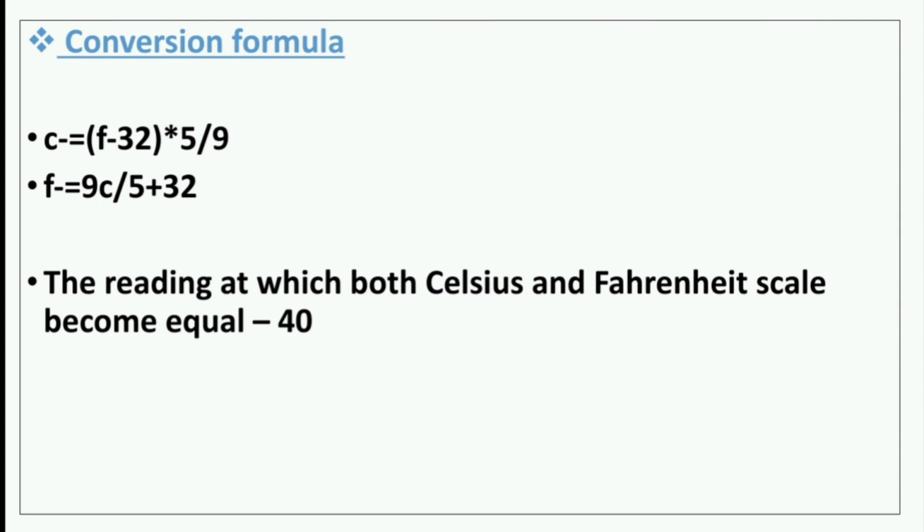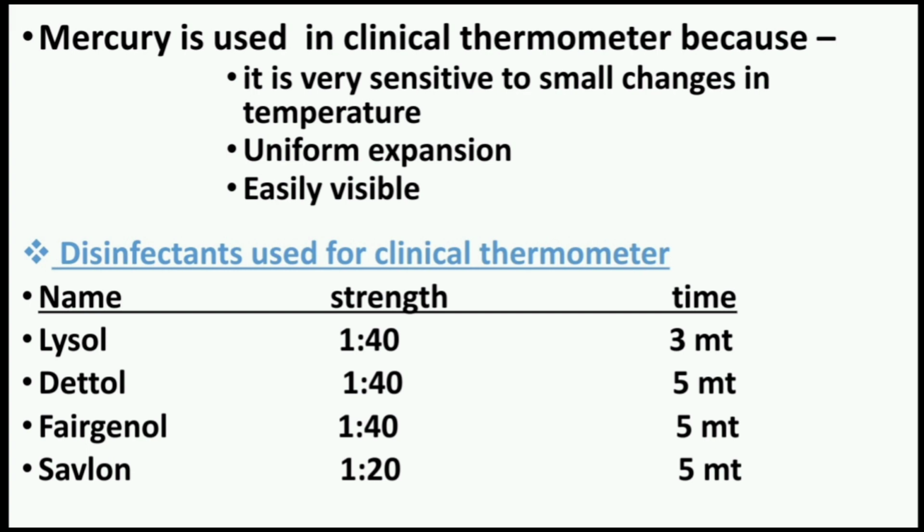Next is conversion formula. C = (F - 32) × 5/9. F = (9C/5) + 32. The reading at which both Celsius and Fahrenheit scales become equal is -40 degrees. Mercury is used in clinical thermometer because it's very sensitive to small changes in temperature, its uniform expansion, it's easily visible. Next is disinfectants used for clinical thermometer.